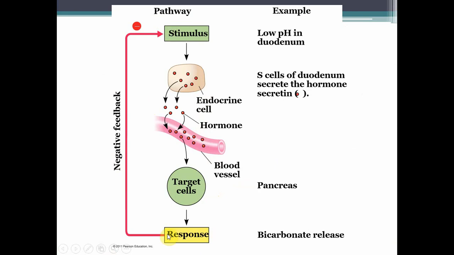For example, we have low pH in the duodenum. Secretin cells of the duodenum secrete the hormone secretin. It acts on the endocrine secretion of bicarbonate from the pancreas. And the bicarbonate is released and acts upon the chyme, the food which comes from the stomach into the duodenum, which is high pH. When it's regulated, the stimulus should stop the secretion of secretin so that more bicarbonate is not released. More bicarbonate is not needed in the duodenum to balance that.